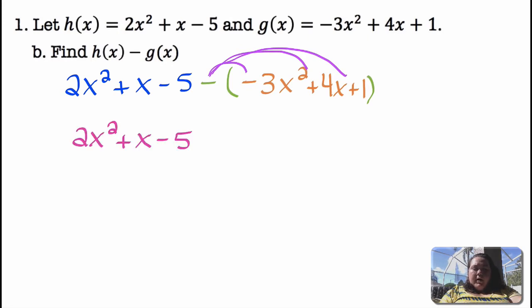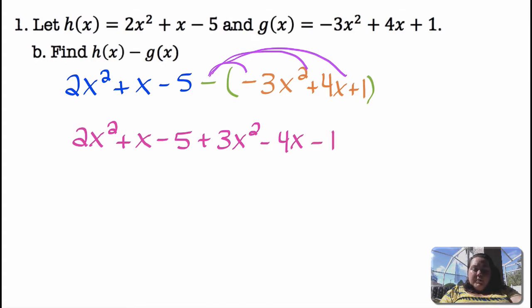So I have 2x squared plus x minus 5. And then when I distribute a negative to a negative 3x squared, that becomes a positive 3x squared. When I distribute the negative to the 4x, it becomes a minus 4x. And when I distribute the negative to the 1, it becomes a minus 1.